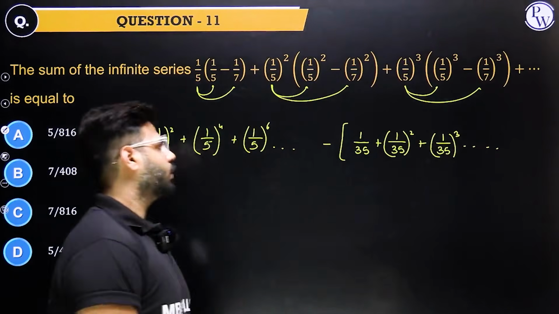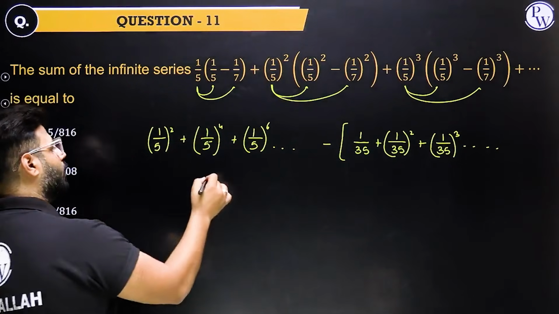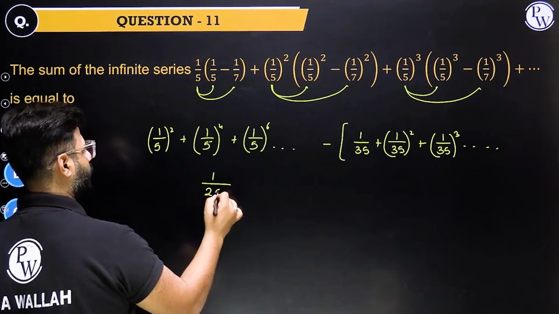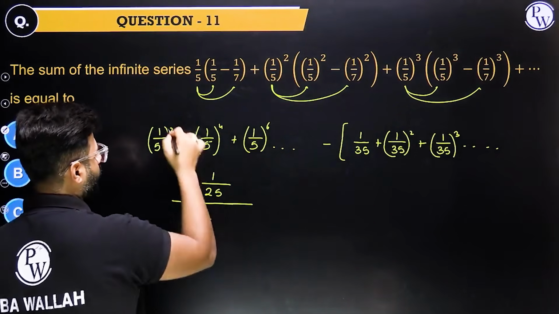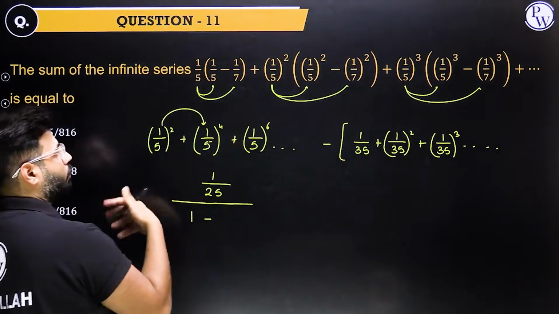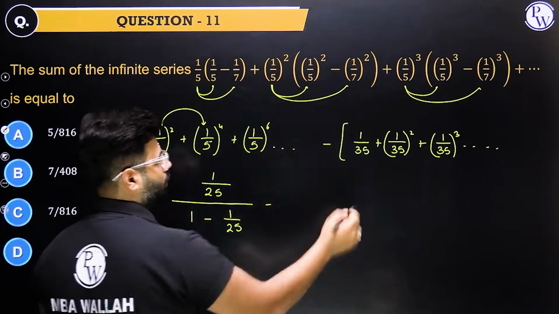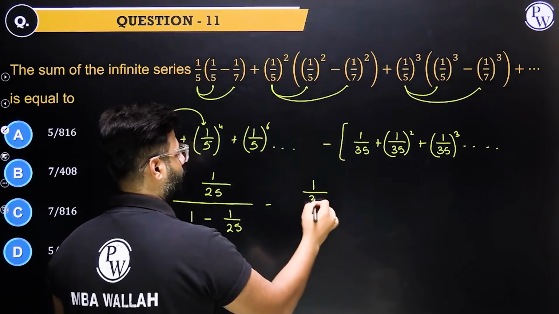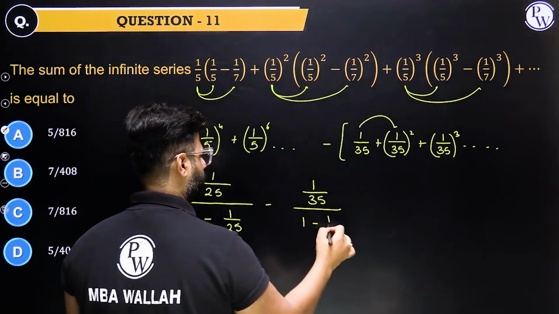Observe, they are nothing but the two GPs written. Infinite GPs, what's the formula? First term, that's 1 by 5 square, which is 1 by 25, upon 1 minus r. What is r? The jump. 1 by 5 square, that's 1 by 25. Minus a1 upon 1 minus r. What is r? The jump. 1 by 35, that's 1.